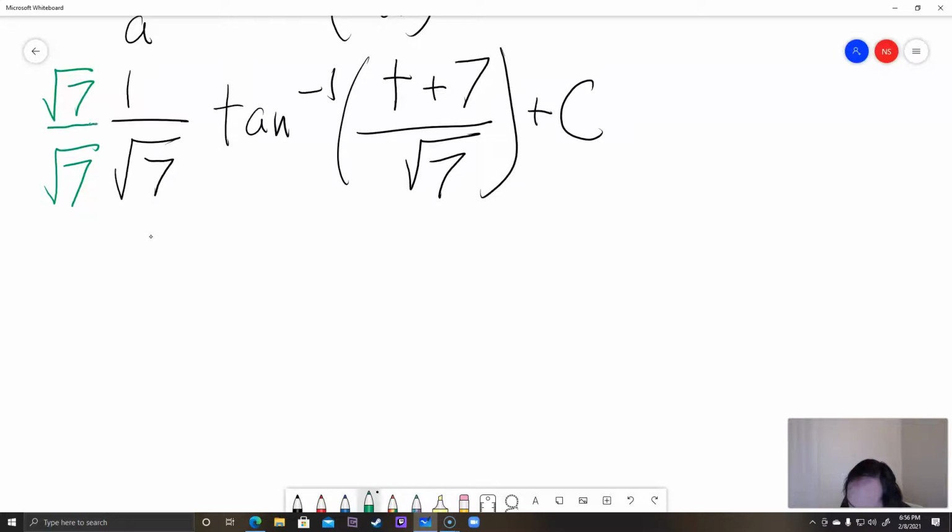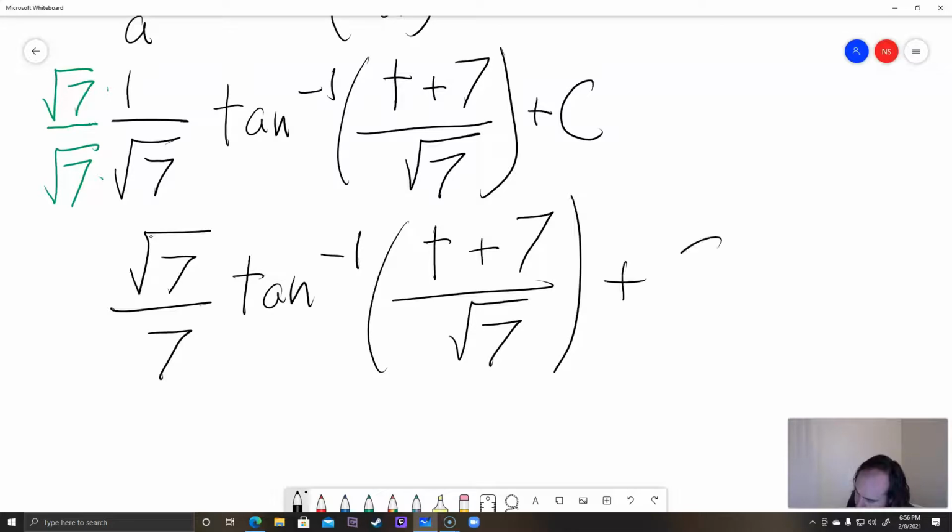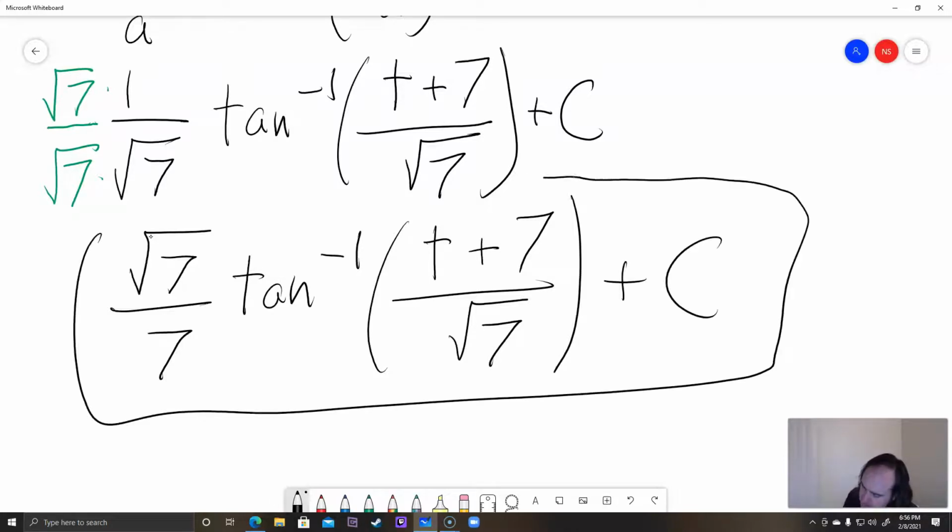So we got to get it in the form that they write it in. Okay, so I'm just going to multiply the top and the bottom by root 7. So that gives me root 7 over 7 times tan inverse of the quantity t plus 7 over root 7 plus c. And that's actually how they write their final answer, so I'm going to leave it that way. For whatever reason, that's how they do it.